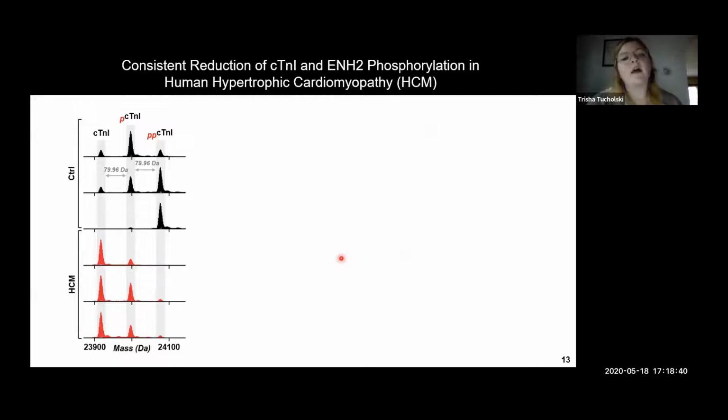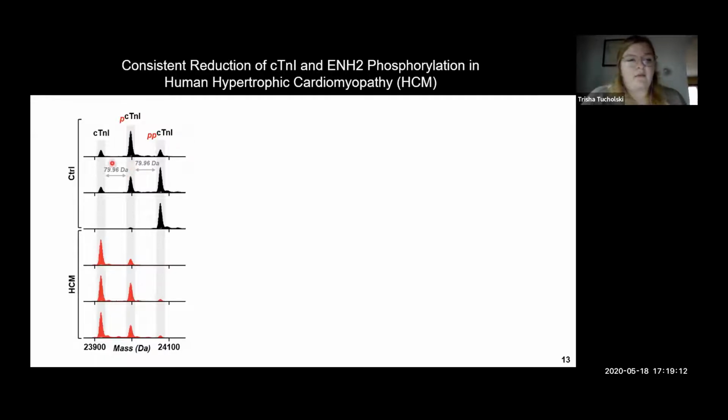Okay, so after we went through and identified these proteins and saw what we could look at in our sample, we wanted to make quantitative comparisons between the donor tissues and the HCM tissues, and how the proteoforms are changing in those samples. First we looked at cardiac troponin I. We can see the unmodified cardiac troponin I, monophosphorylated cardiac troponin I, and bisphosphorylated cardiac troponin I as our three major proteoforms for this protein.